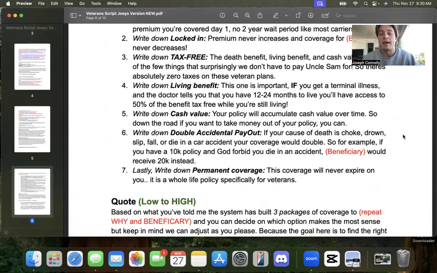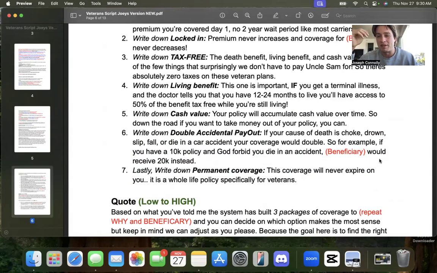Got it. And then lastly, you can write down permanent coverage. And permanent coverage simply means that this coverage will never expire on you. These are whole life policies specifically for veterans, so they don't expire at any age. And with double accidental payout and permanent coverage, again, well, specifically with double accidental, I read that if they're 75 or younger, and I'm always going to quote that rate because I think it's a pretty good benefit and it's not that much more expensive.